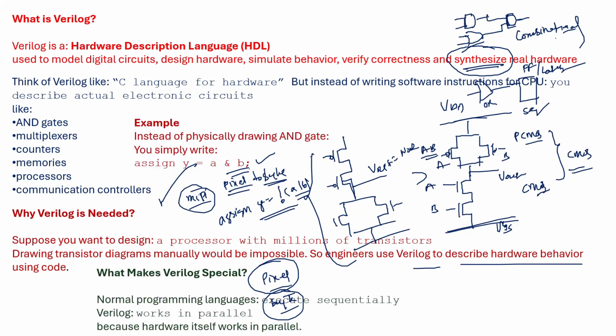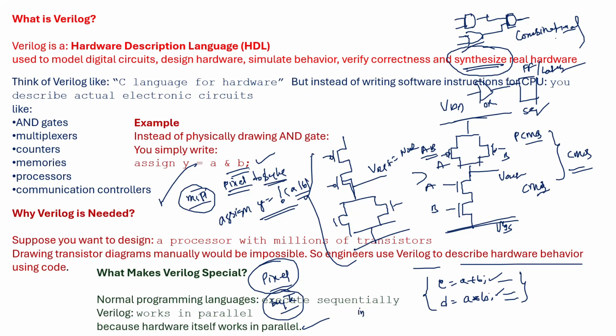So what makes this Verilog special? Whatever code you are implementing in software will be executed sequentially. Sequential execution means one statement is executed, suppose c equal to a plus b we are writing, so this will be executed first. After that d equals a into b will be executed next. All these things are executed sequentially in software programming. But in Verilog it will be executed parallelly.